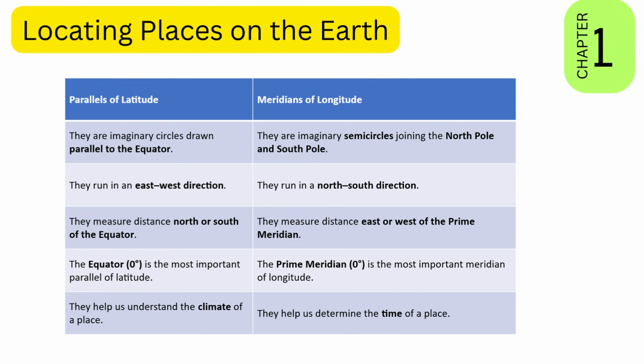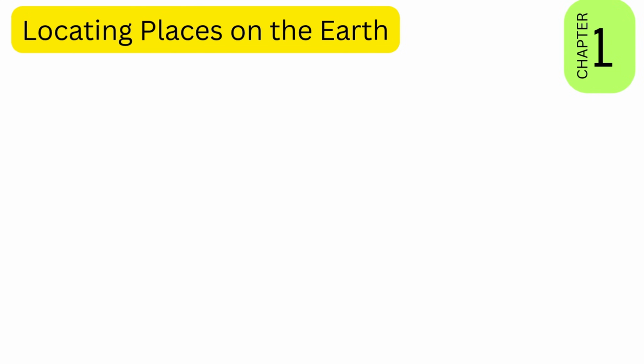The equator, 0°, is the most important parallel of latitude and the prime meridian is the most important meridian of longitude. It is denoted 0°. Latitudes help us understand the climate of places, and longitudes help us determine the time of places.